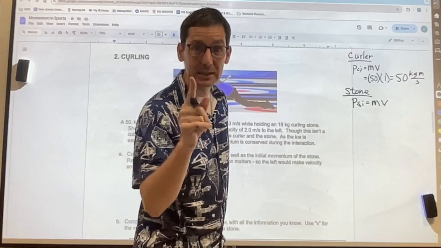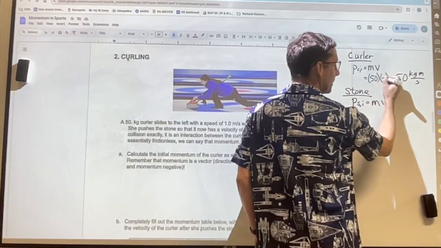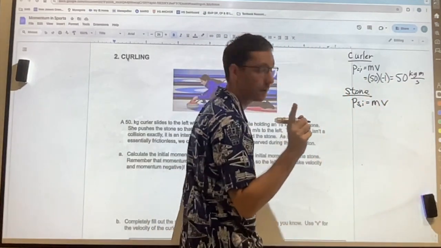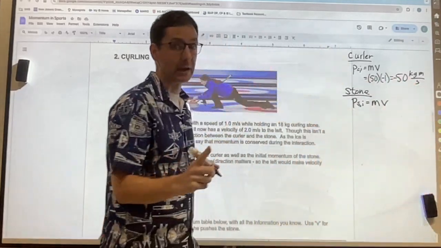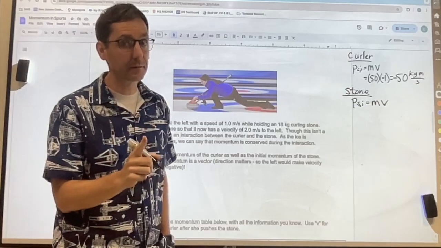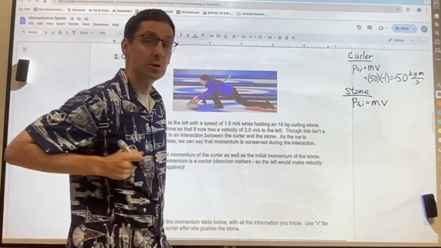Remember, she did it to the left. So this velocity, I apologize, that velocity should be negative. If that's negative, then the momentum is also negative because it is going to the left. All right? Now, she pushes the stone.